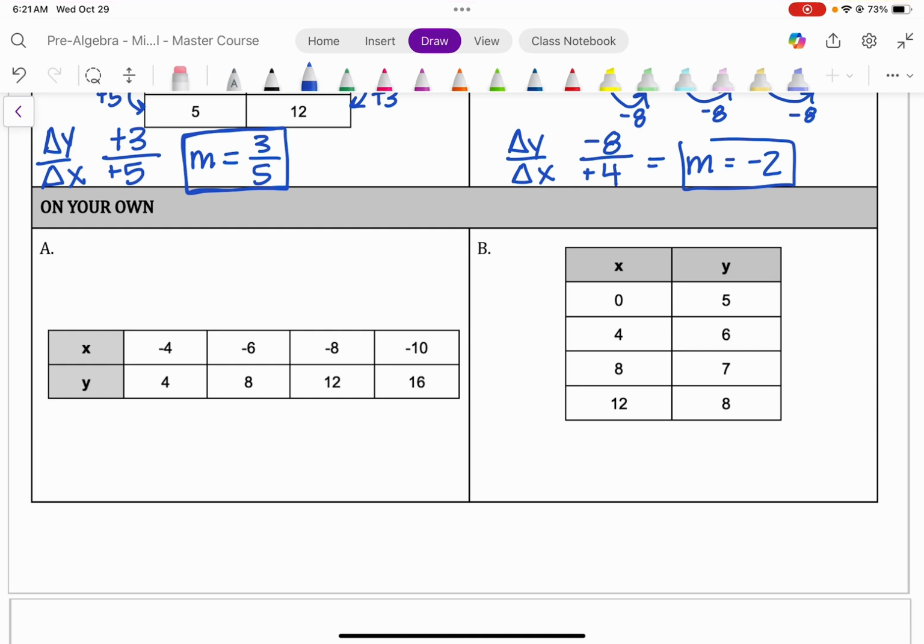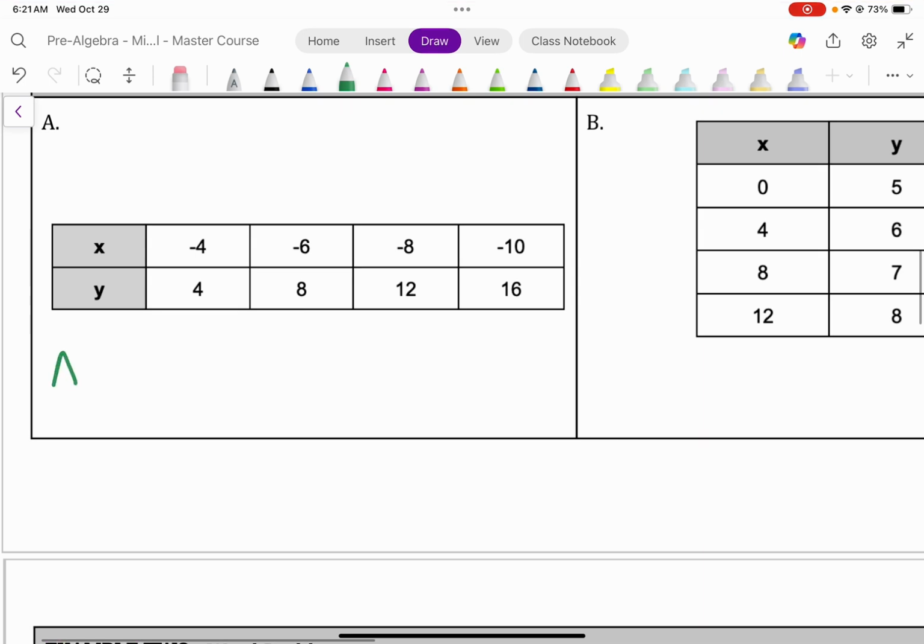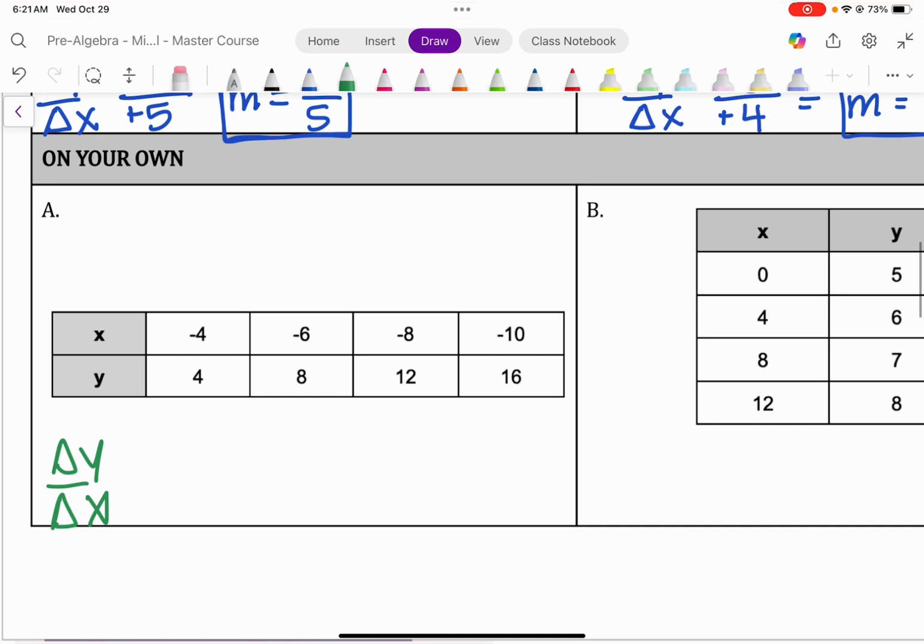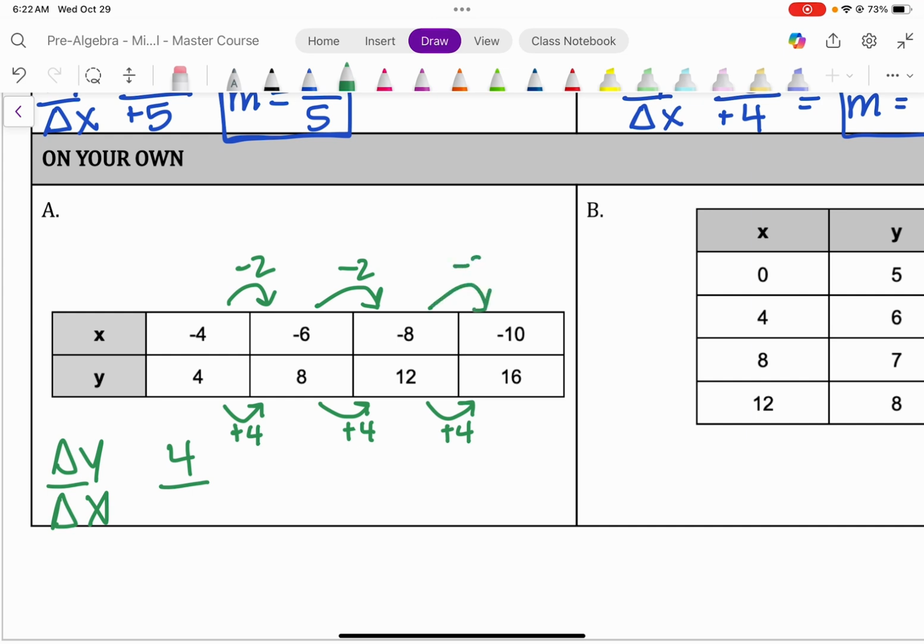Okay, next one has the y values listed first. Again, I'm setting up my ratio first: change in y over change in x. The y value, to go from 4 to 8, I'm adding 4. 8 to 12, I'm adding 4. 12 to 16, I'm adding 4. And to go from negative 4 to negative 6, those numbers are getting smaller, so I subtract 2, subtract 2, subtract 2. So positive 4 over negative 2 means my slope is negative 2.